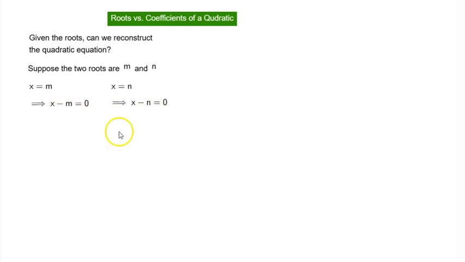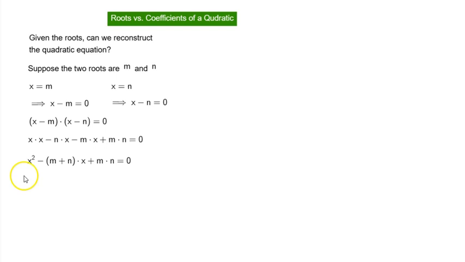Let's multiply these two. We get (x minus m) times (x minus n) is equal to 0. Opening up the bracket, we get x times x, minus n times x, minus m times x, plus m times n is equal to 0. So this becomes x square. These two are like terms. Minus is also common and x is also common. So we take minus x out, and we have m plus n, plus m times n is equal to 0.